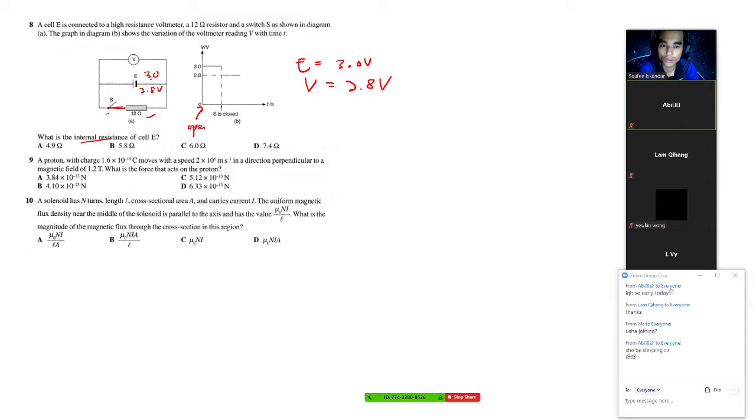2.8 volt. Oh, no, it was 2. You cannot use 2.8 because V is the difference between 3 and 2. So it's 2, the difference between 0.2. Wait, it's 2.8. It's not 2, it's 2.8. V is 2.8. R is actually 12 ohm.